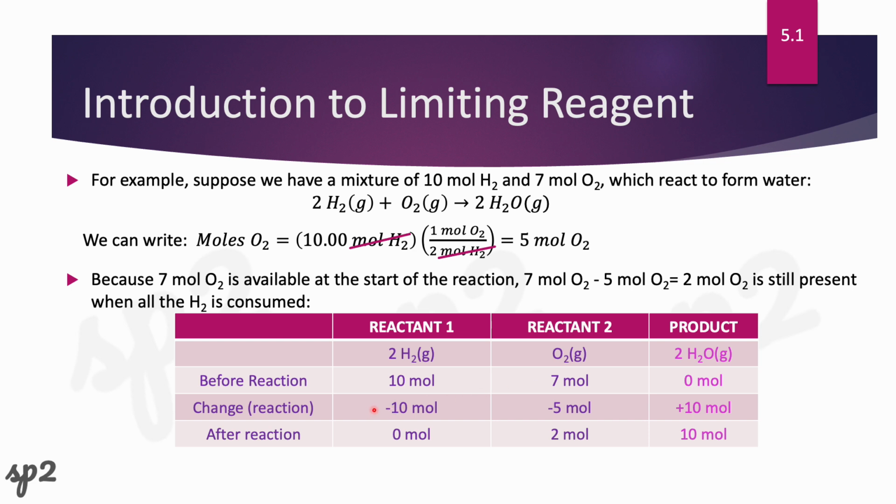After the change happens, I'm going to have negative 10. I'm losing 10 moles of hydrogen gas. Minus 5, I'm losing 5 moles of oxygen gas, and we are producing 10 moles of water. So after the reaction is completed, we're going to have nothing left over for hydrogen. We're going to have some of the oxygen gas unreacted, which is 2 moles, and we also have 10 moles of water. So I can say that my hydrogen here is the limiting reagent or the limiting reactant, and oxygen here is our excess reactant.